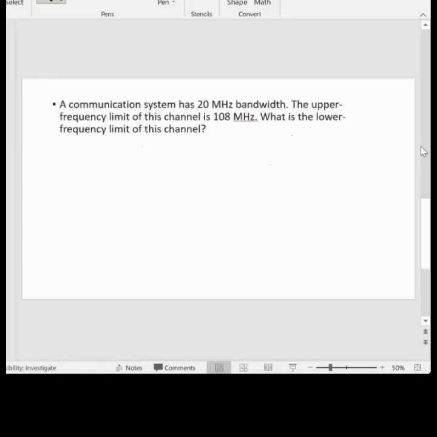So this is then our last question. We have a communication system that has 20 megahertz bandwidth. So the bandwidth is now 20 megahertz. The upper frequency limit, meaning F2, of this channel is 108 megahertz. What is the lower frequency limit of this channel?